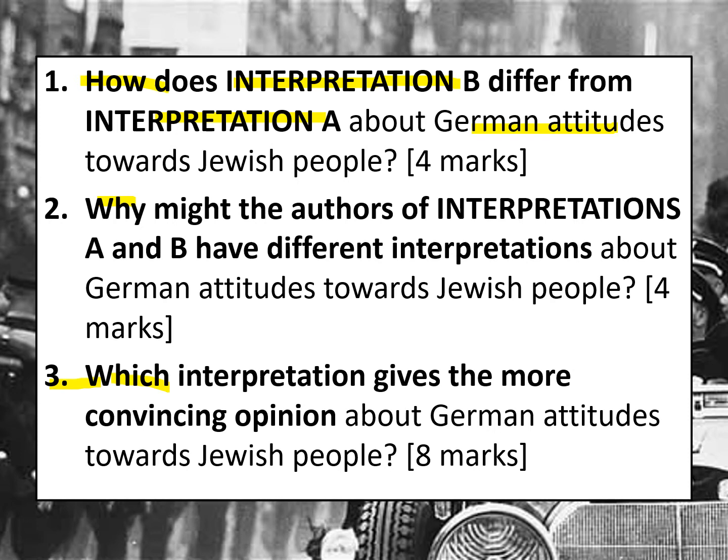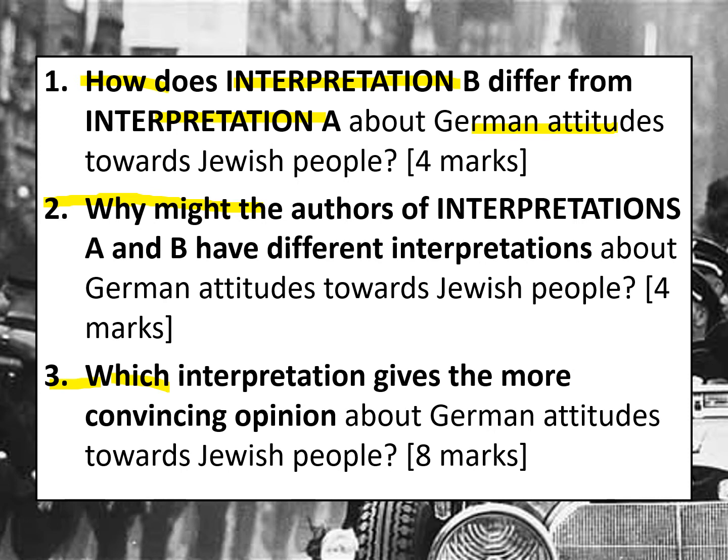Question 2, which in our cats produce kittens, is the produce, which is about provenance. We'd have to think about why are they different? Why are they saying different things about German attitudes towards Jewish people? The first thing I'd do is I'd talk about the author, and I'd talk about how the authors of interpretation A and B differ and why that means they are saying different things.